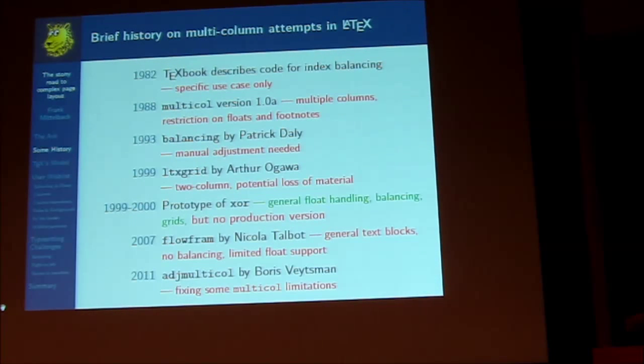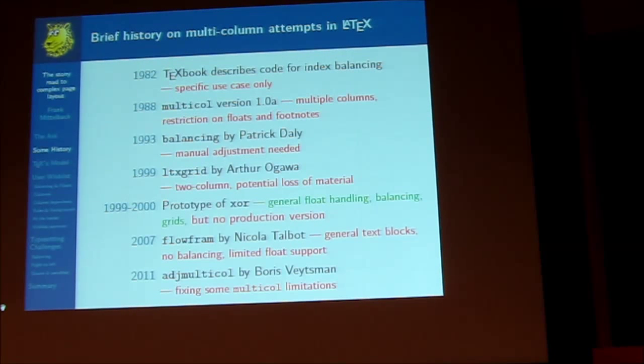Balancing by Patrick is actually a manual solution. You have to enter the balancing command in the right place, and if you change the text, you have to replace it. There is in REVTeX the solution by Arthur, which is 2-column doing automatic layout, but it can lose data, which is also something where you have to do manual checking. Not often, but it can happen.